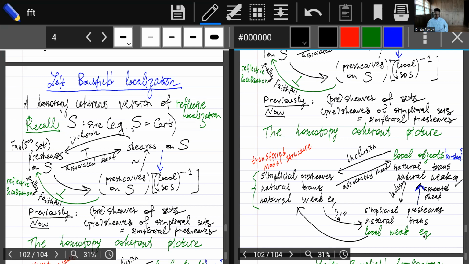And we do see now that we also have a sort of right adjoint functor in the homotopy coherent sense. This right adjoint functor will be the composition of the associated sheaf functor and the inclusion. So again, this is basically just the associated sheaf.